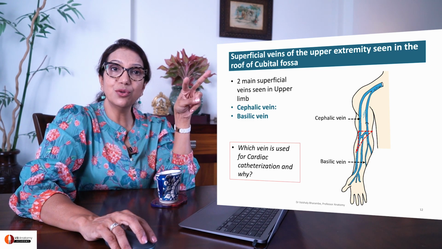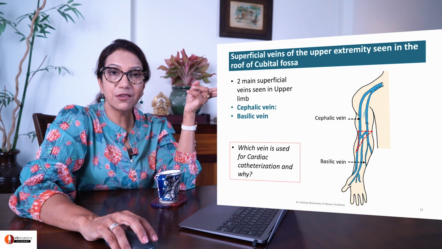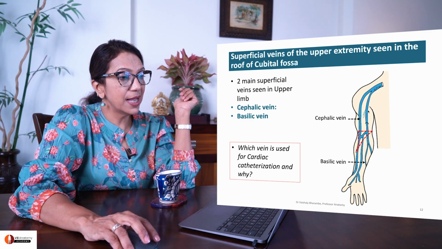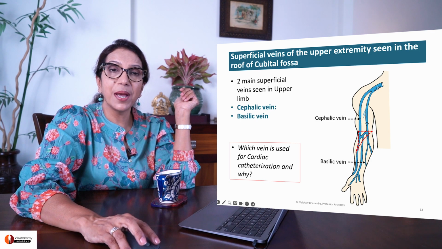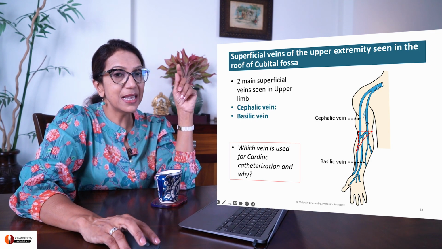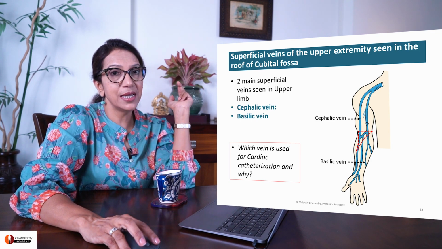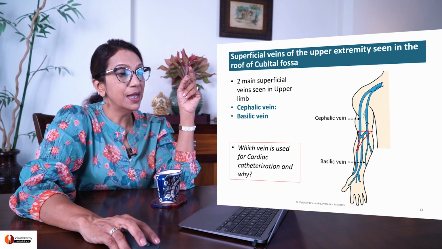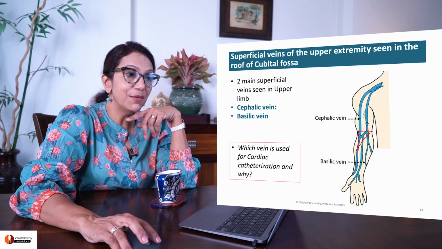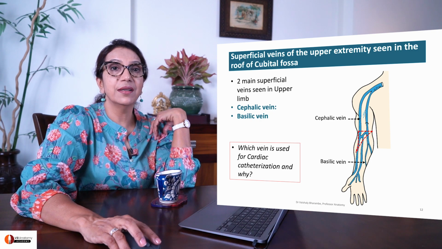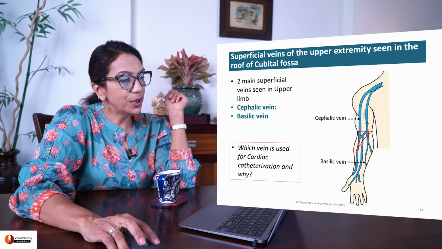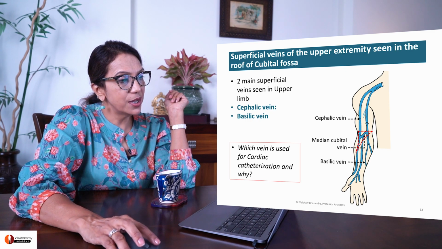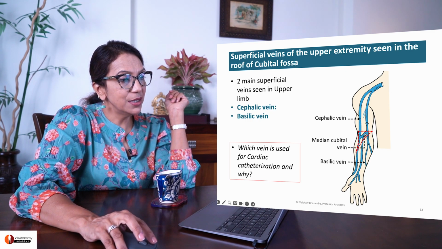So which of these two veins is used for cardiac catheterization? Understand that this cephalic vein has to bend abruptly to drain into the axillary vein. This abrupt bending might block the cardiac catheterization catheter, and therefore the basilic vein, which is comparatively straighter, is used for cardiac catheterization. If you look carefully, you can see that the two are joined here by a median cubital vein.